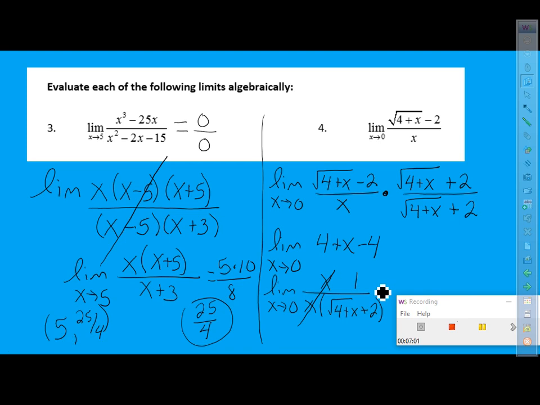Now I'm going to plug in 0 as I run out of room. I'm going to get 1 over 4 plus 0 is 4. The square root of 4 is 2, plus 2. There's my limit, 1/4. So whenever there's a radical involved, you'll use the conjugate, which we get to do because we're just multiplying through by 1. So there's number 3 and number 4.